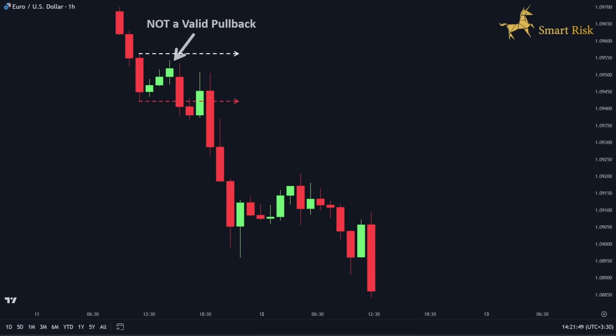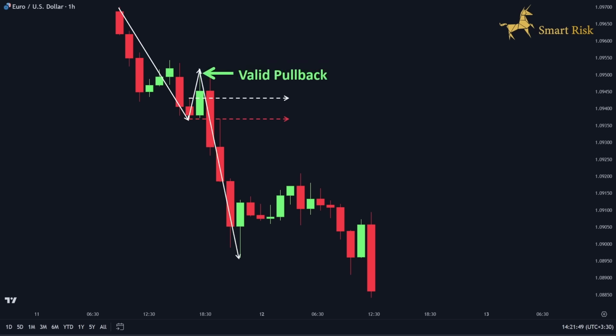Consequently, this does not qualify as a valid pullback. Instead, we should consider it as an impulse move. To confirm a valid pullback, the price must break or sweep the liquidity above the latest candle created just before the temporary pause. In the following, we can see that price has broken the high of this candle and then continued to its primary direction. So we have a valid pullback here.